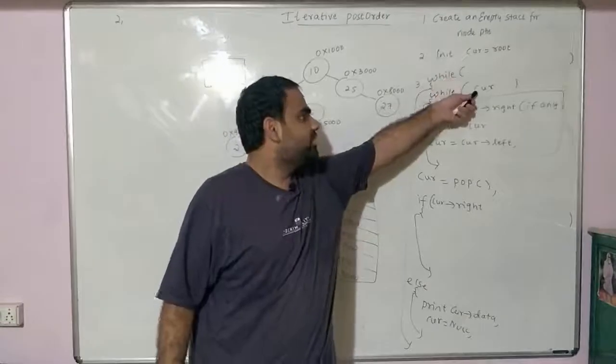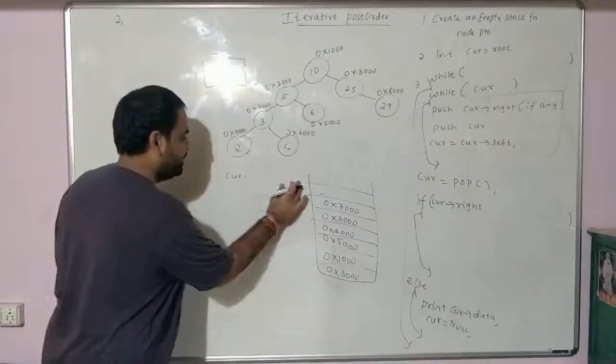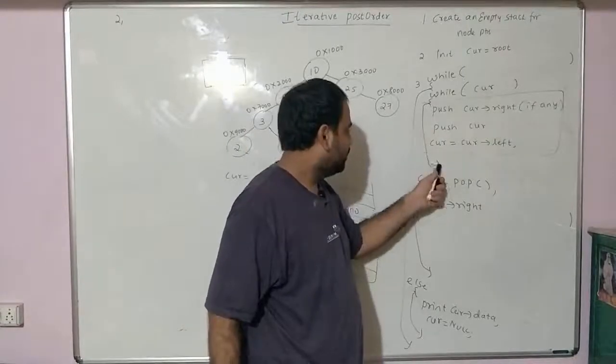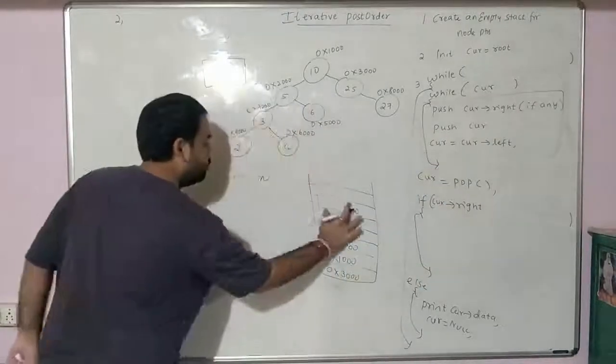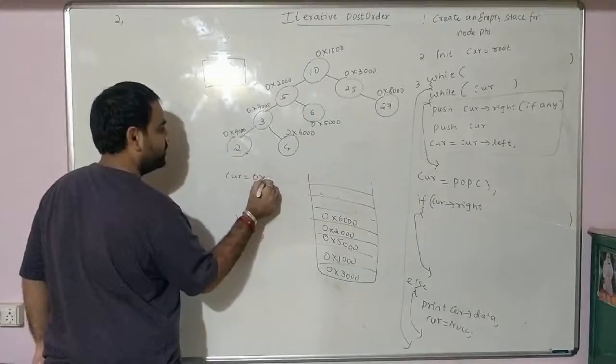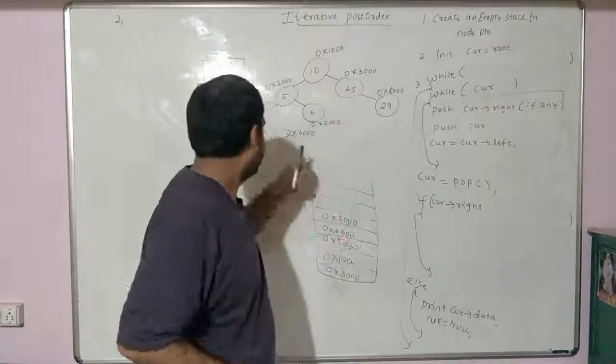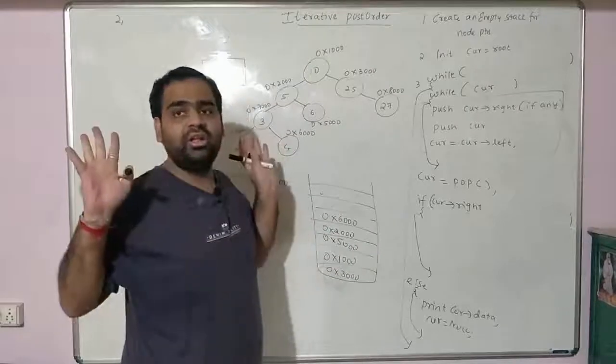Again, I don't know the condition. Go back, assume the condition is true. While current, the value of current is null, because we have set current equal to null. Current is false, do not execute this. Current equal to pop. What do you pop? You pop 7000 from the stack. Now, you check 7000 arrow right. What is 7000 arrow right? 6000. Yes, it is available.